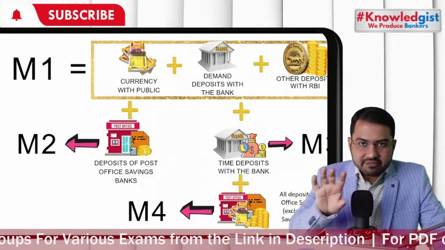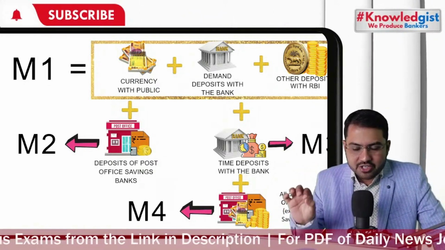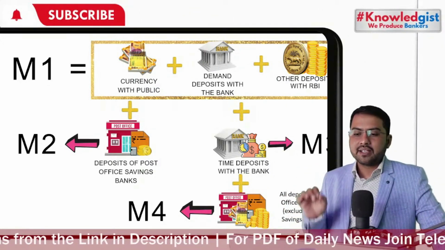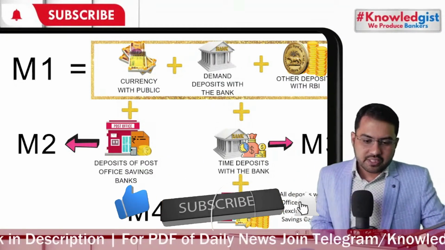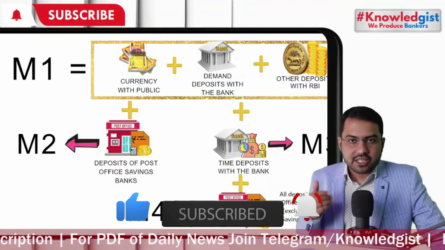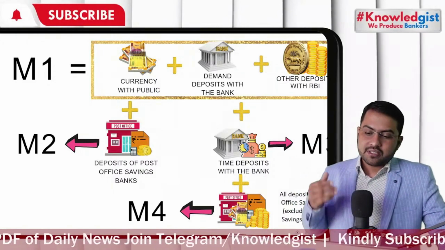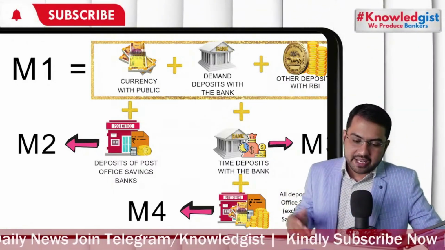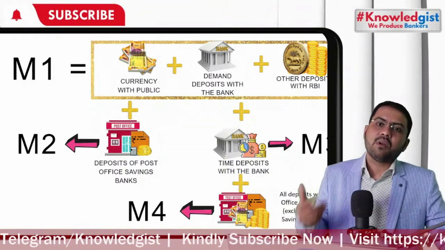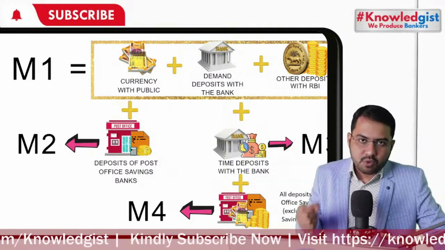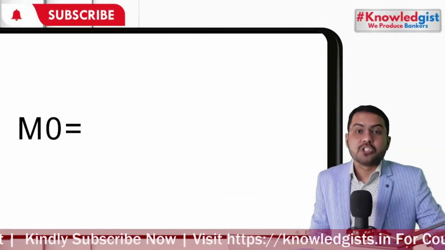Right? M1 is the first 3 points, which is inside the border: currency with public, demand deposit with the bank, other deposits with RBI. M2 is M1 plus the savings account deposit in post office, right? M3 is M1 plus the time deposit with the bank, FD, RD. M4 is M1 plus the time deposit with the bank plus all the deposits of post office savings bank. Clear? So then comes the M0.